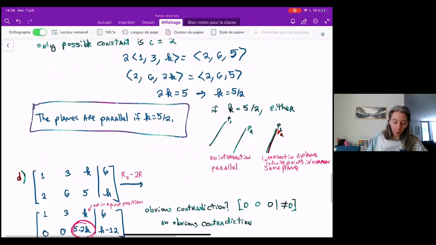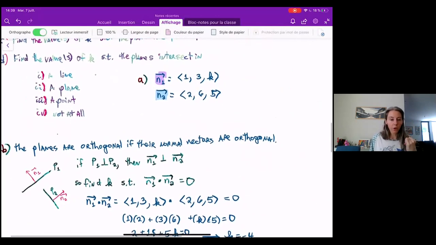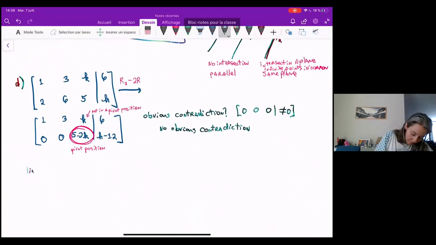Okay, so for one, I want to know the planes intersect on a line, a plane, a point, or not at all. Let's just write that down. Line, plane, point, not at all.